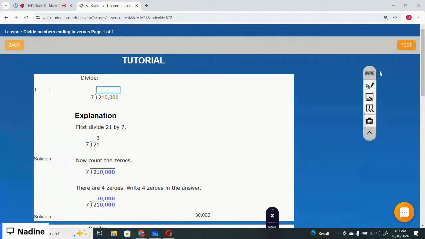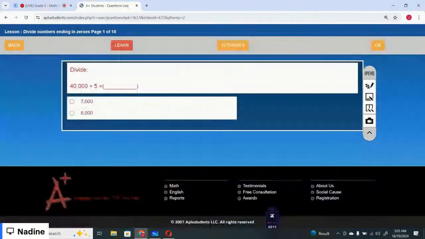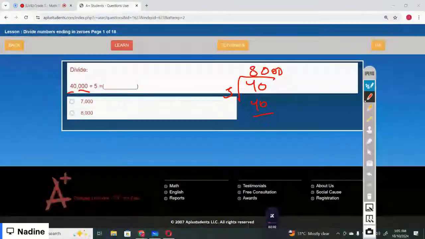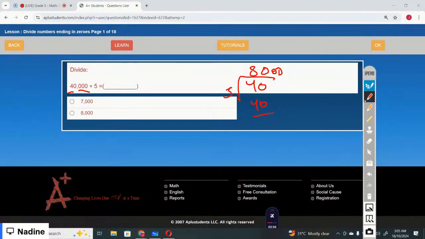Let's just start with the test questions. 40,000 divided by 5. Just use the non-zero values and divide. You can divide 40 by 5, right? So 5 times 8 is 40. So you need to add 3 zeros here. 8,000. Option number 2 is the correct option. 40,000 divided by 5 equals 8,000. The correct option is option number 2. That is 8,000.